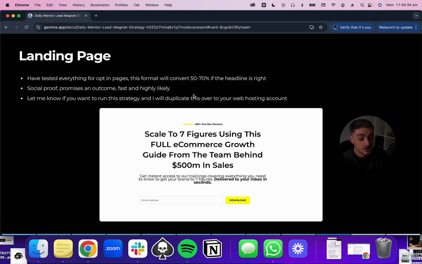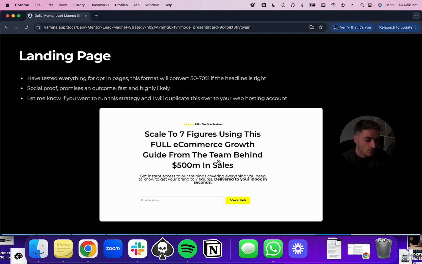And it's interesting, I've actually tested this with many clients, like hundreds of clients. And this opt-in page structure, where you just have social proof, a headline, a sub-headline, and then the opt-in, pretty much converts like crazy. This is going to convert at 50 to 70% if the headline is right, really just because it's social proof, it promises an outcome, and it sounds fast and highly likely.